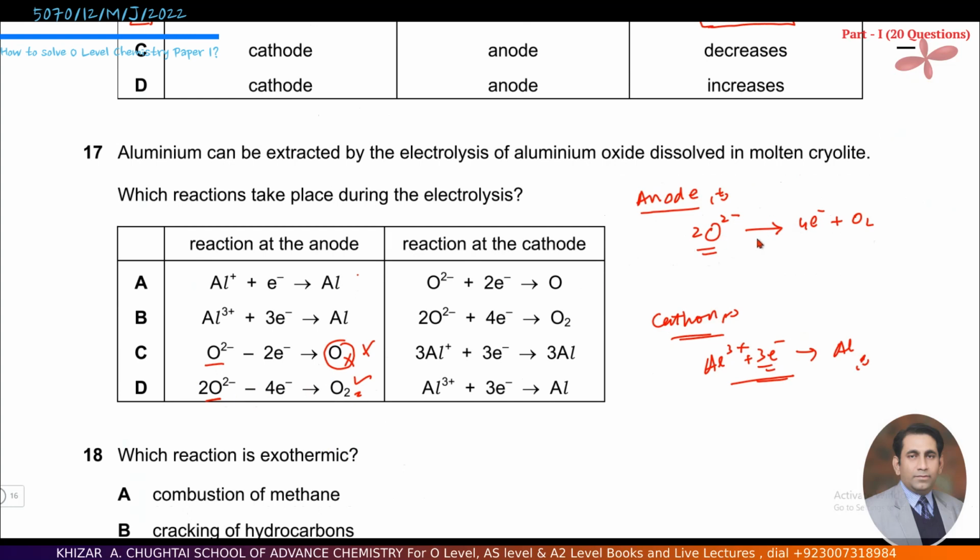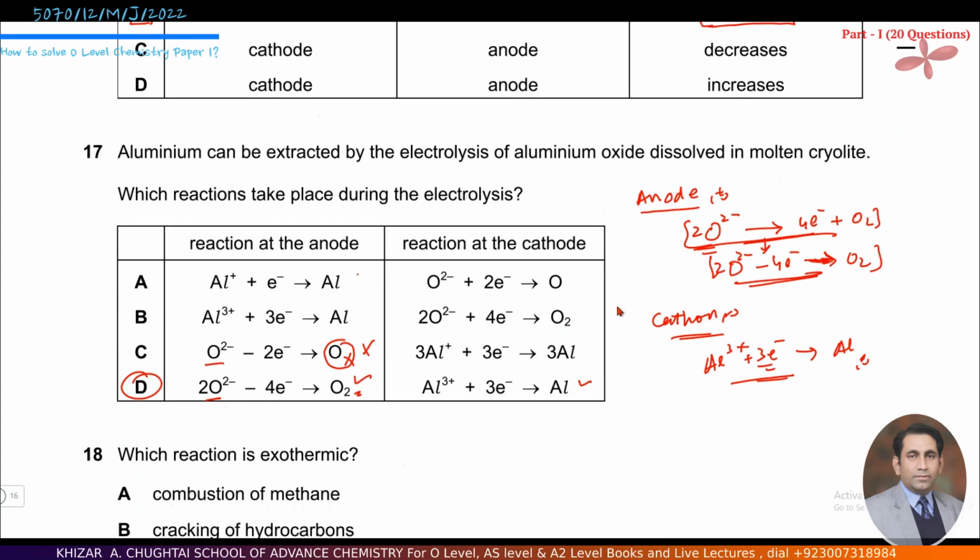And we can also write this equation like that: 2O 2 minus, minus 4 electrons goes to O2. These two equations are one and the same thing. You can write these two equations in both formats. The next one, aluminium is gaining 3 electrons. Yes. So D, the last one, is the correct option.